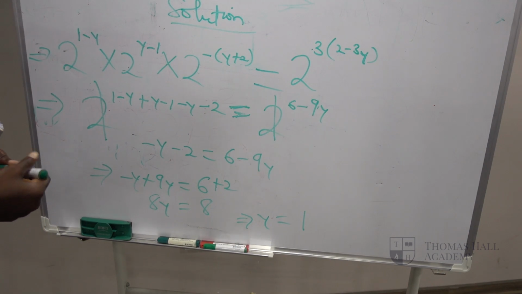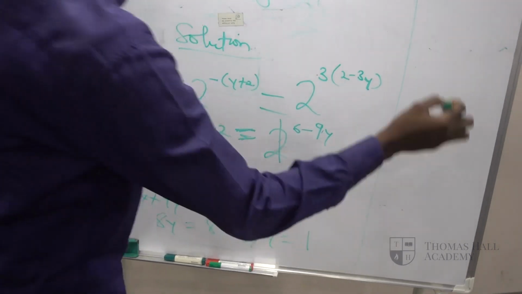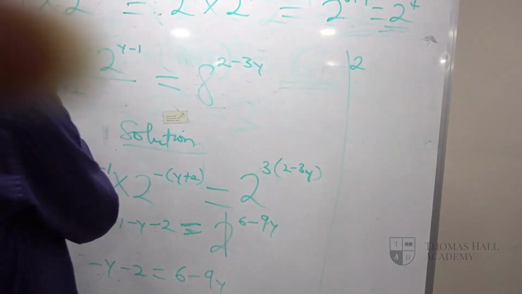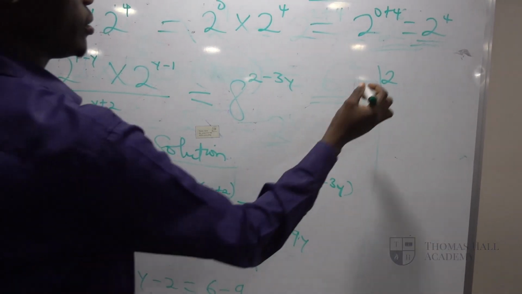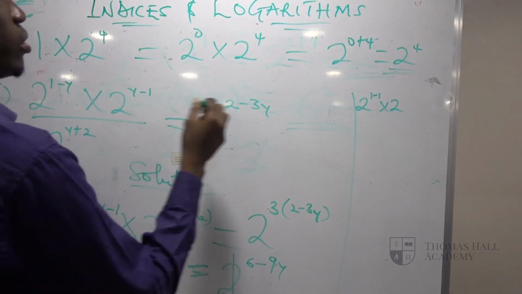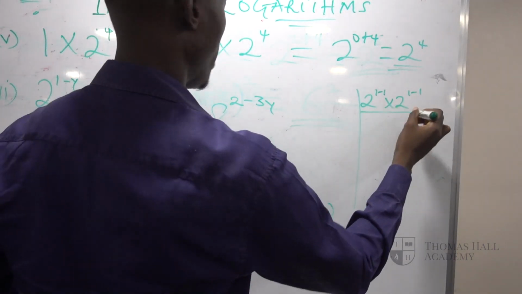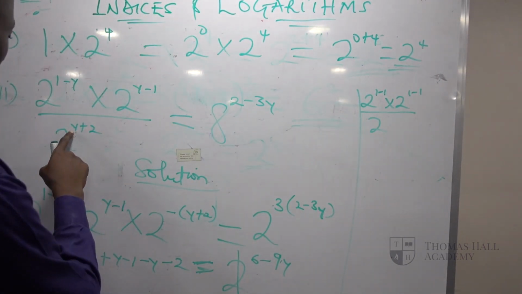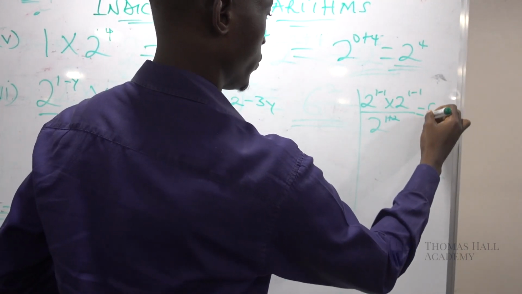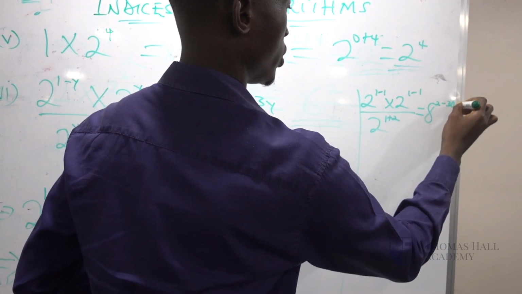Now, how do we check if our answer is actually correct or not? Just for the purpose of being sure. Now, 2 raised to the power 1 minus y. Our y is 1 already. So 1 minus 1 times 2 raised to the power y. Our y is 1. 1 minus 1 divided by 2 raised to the power y plus 2. Our y is 1. 1 plus 2. They say it's equal to 8 raised to the power 2 minus 3y. Our y is 1.